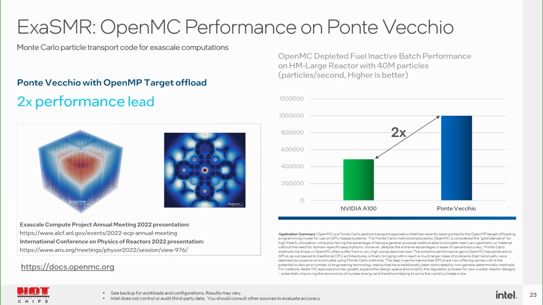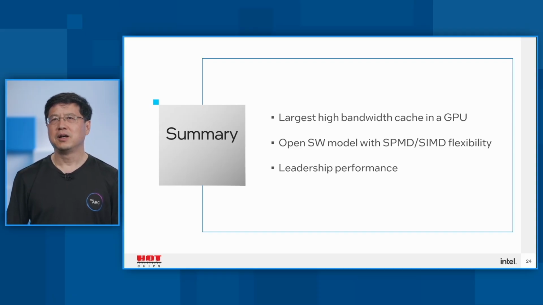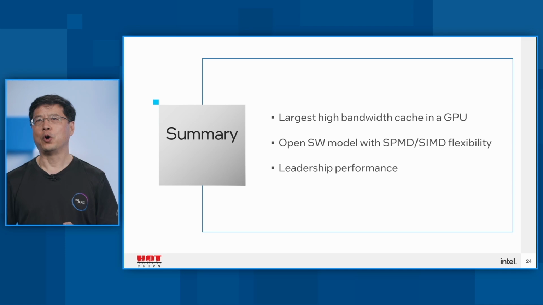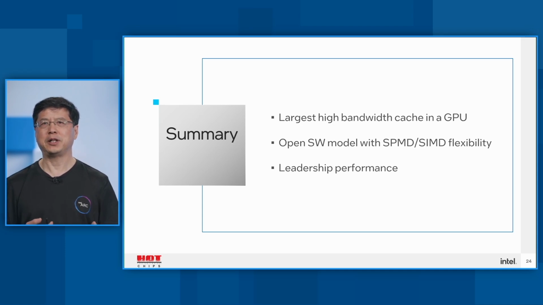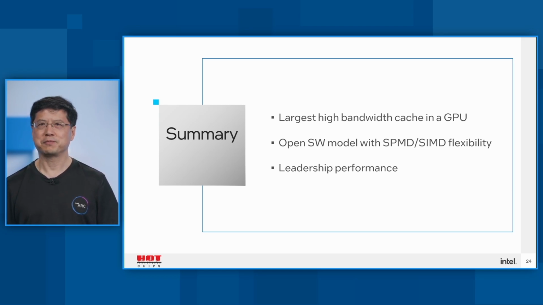Next is OpenMC, which is another application. It's a Monte Carlo computation. And again, compared to NVIDIA's A100, Ponte Vecchio provides a 2x performance lead. Here's a summary. We have shown today Ponte Vecchio has the largest high-speed cache in the GPU. We support an open software model with the flexibility of SPMD and SIMD. And we deliver leadership performance.